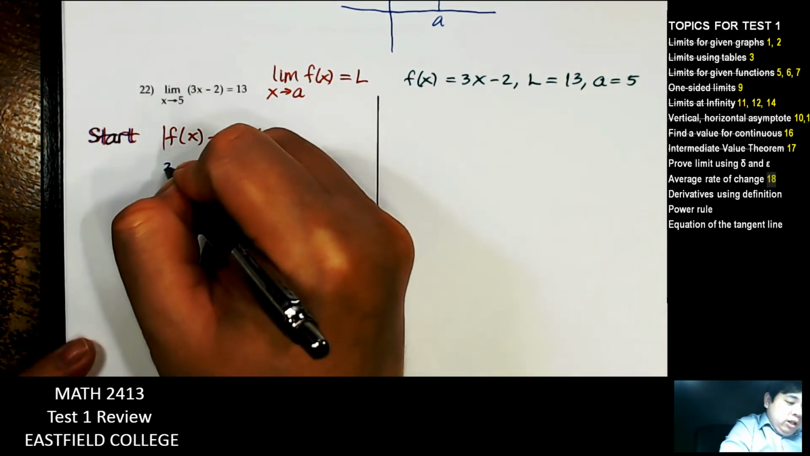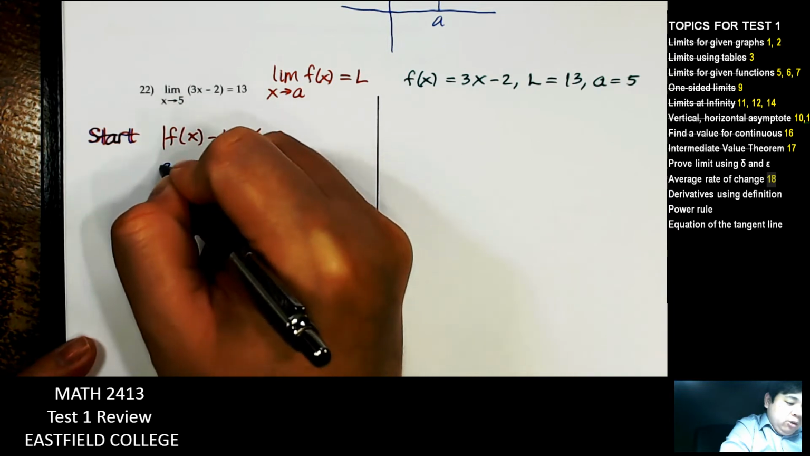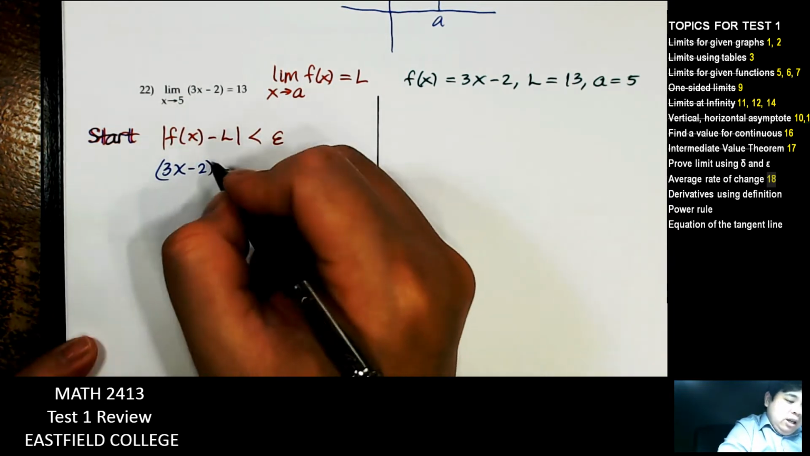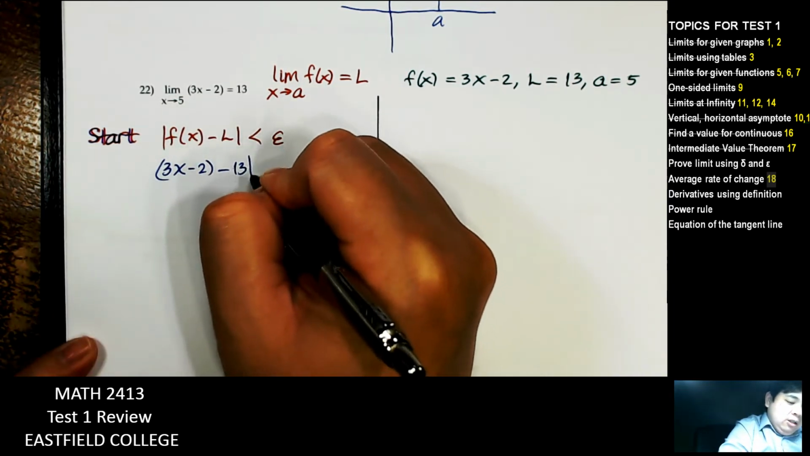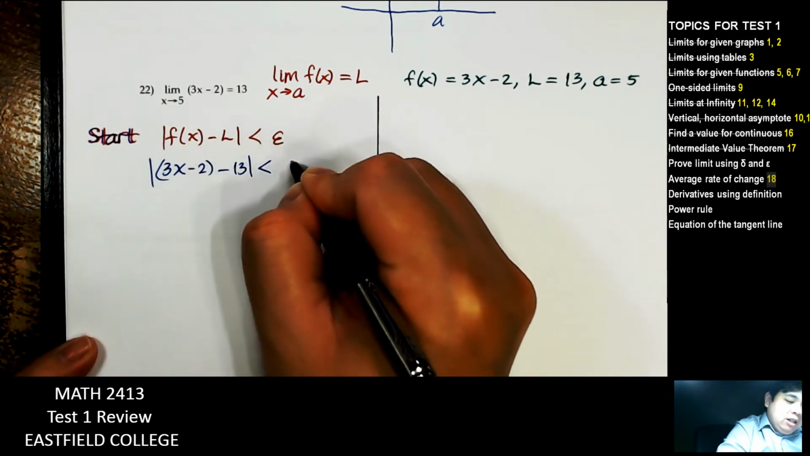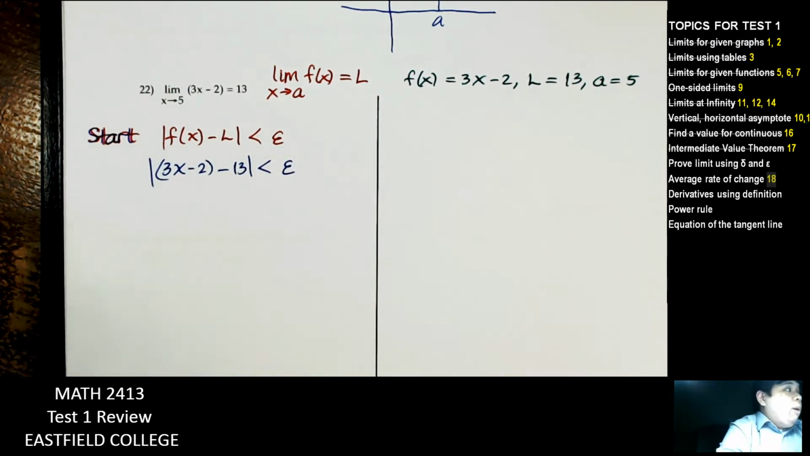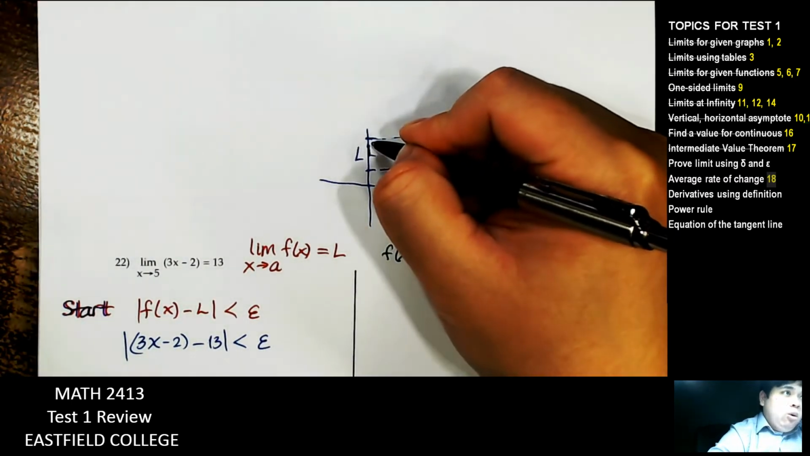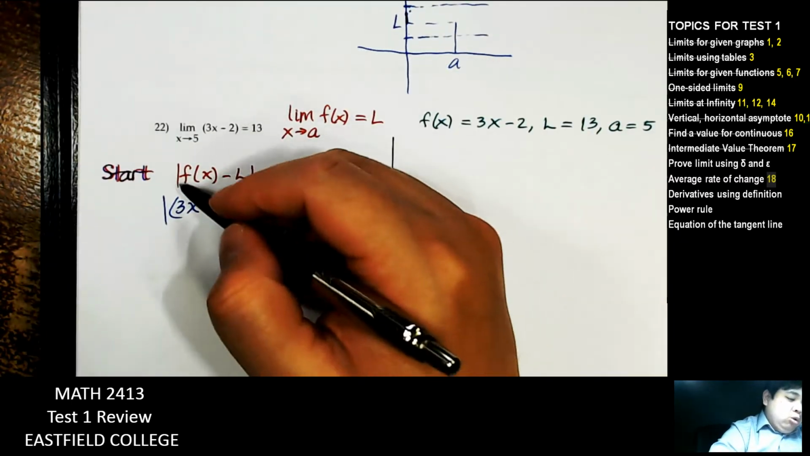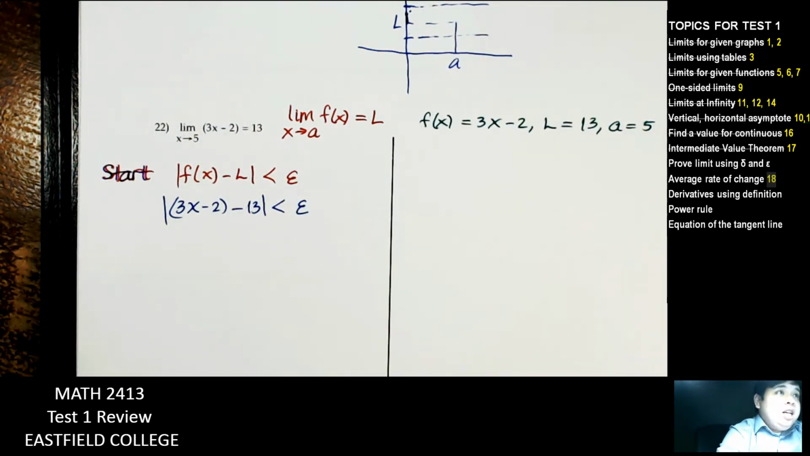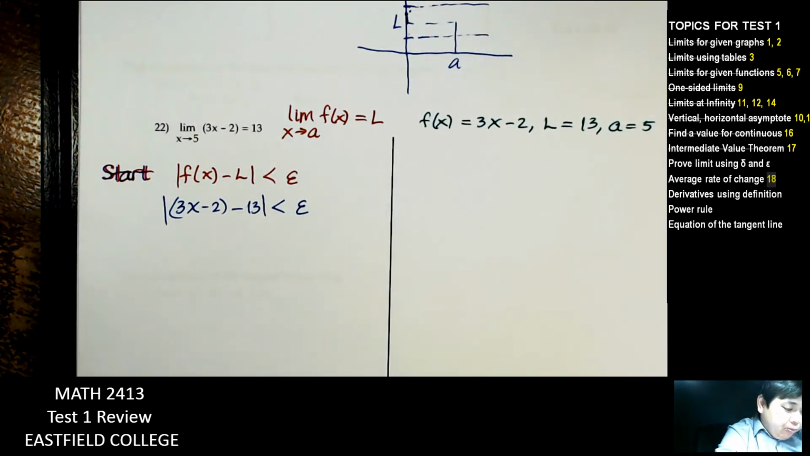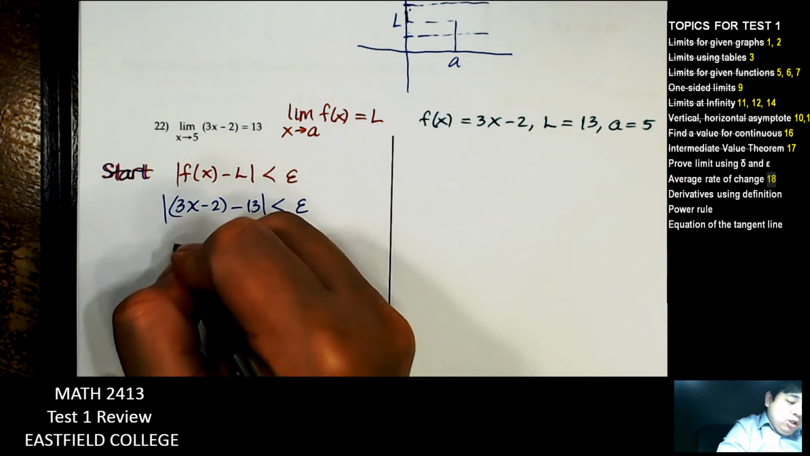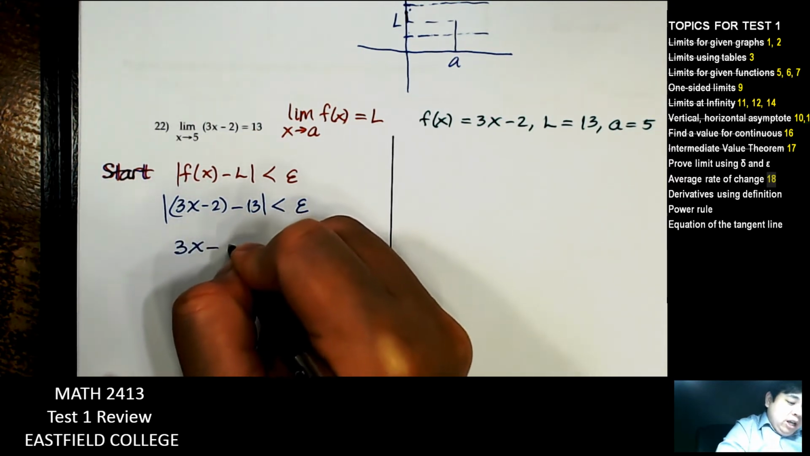Now we just put in 3x minus 2 minus L, which is 13. Absolute values less than epsilon. We have to have absolute values because we might have a point that is bigger than L or a point less than L. So throw in absolute values to guarantee it to be positive. Right. Now just do the math here. 3x minus 15.